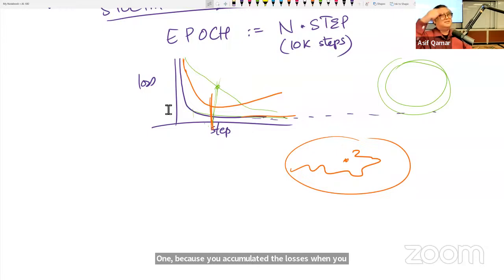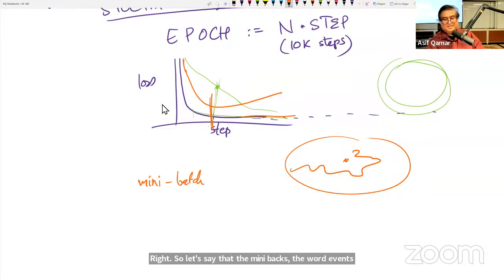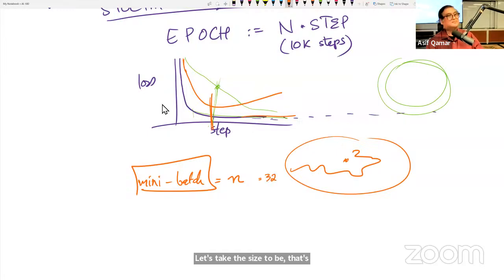In stochastic, how many learning events took place? Every single time. Number of steps. So let's say the mini batch size, the word is mini batch. That's a formal word. Let's say that for the mini batch, you usually write the size with a little n. Let's take the size to be, let's say, 32.